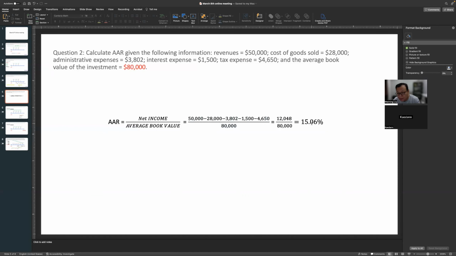So you get 15.06%. Okay. So this is a very easy formula. It's a division between two numbers; the numerator is the net income. The denominator is the average book value here, which is even given. So in this question, you are actually only calculating the net income, and then you get the result. Okay. Are you okay with this? Okay, good.